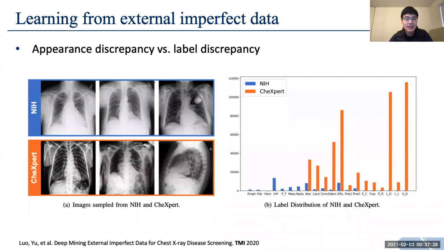For example, in chest X-ray disease diagnosis, we show the commonly used NIH and the CheXpert public datasets. So we can see that the label annotations of the NIH dataset and the CheXpert dataset are different. They annotate different diseases, and they have some commonly annotated diseases and some separately annotated diseases. So we can see the discrepancy between different datasets can include the appearance discrepancy and the label discrepancy. And in our previous work, we only solved the appearance discrepancy, and did not consider the label discrepancy.